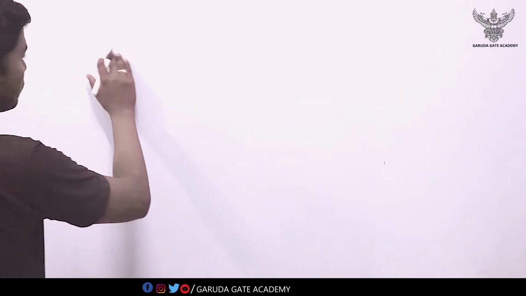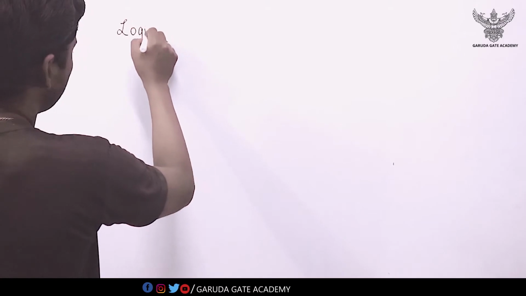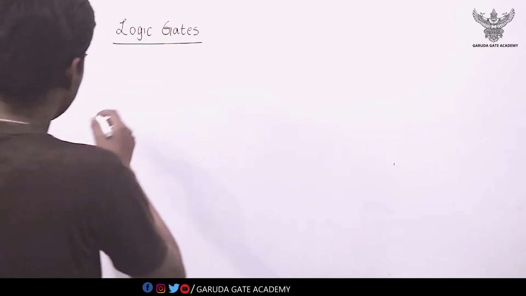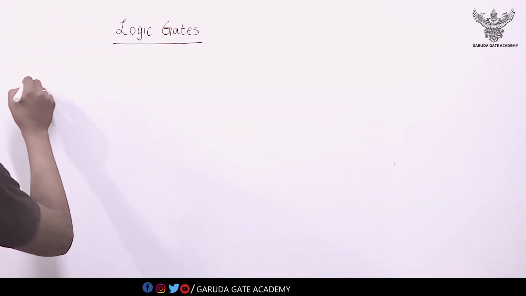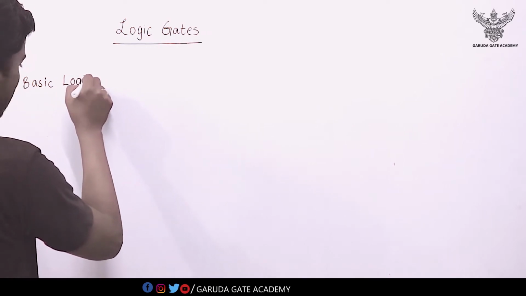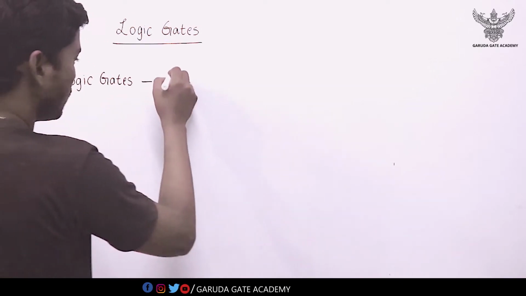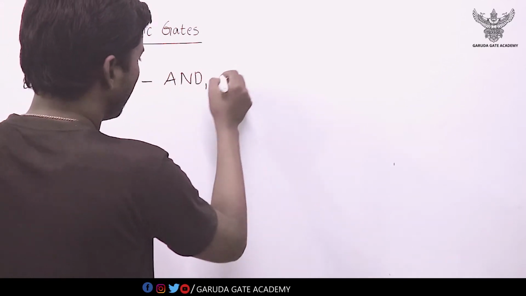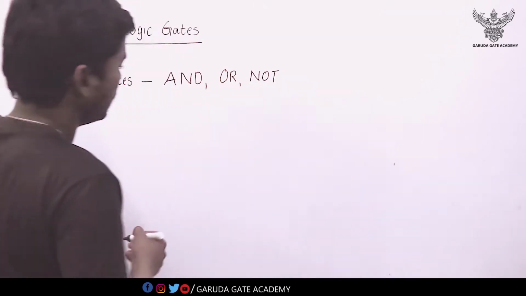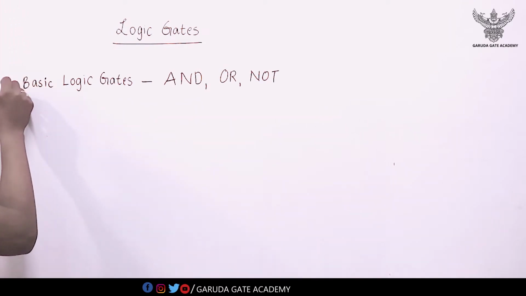So the topic is logic gates. So we have basic logic gates, and those are AND gate, OR gate, NOT gate. Okay, so you can note it down like this, like bullet points.